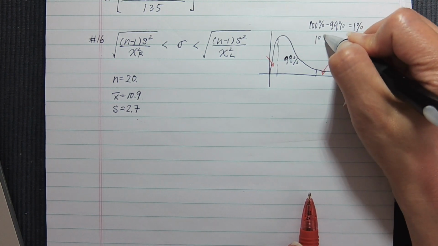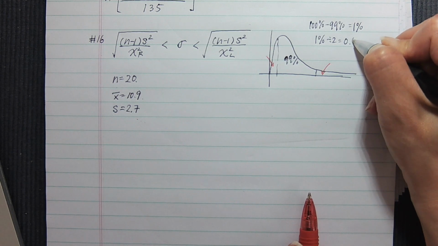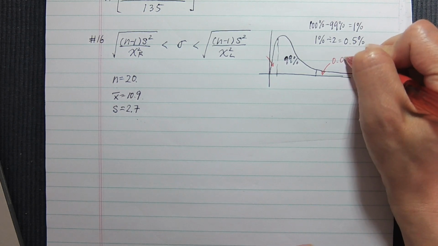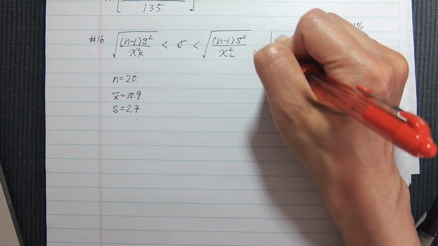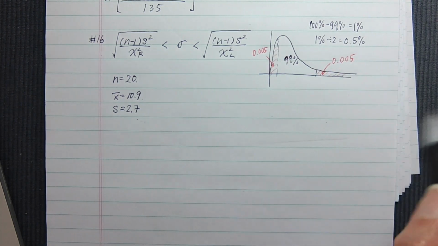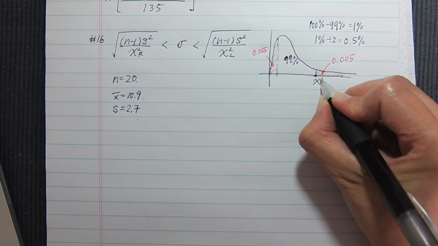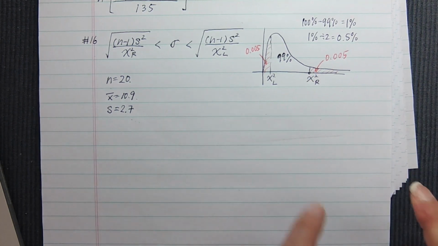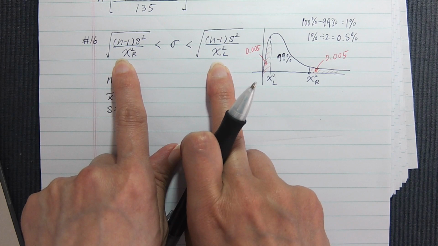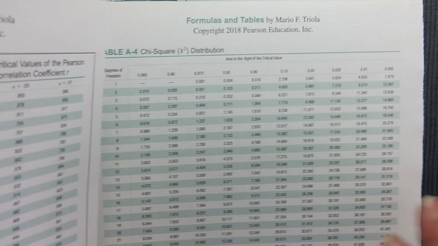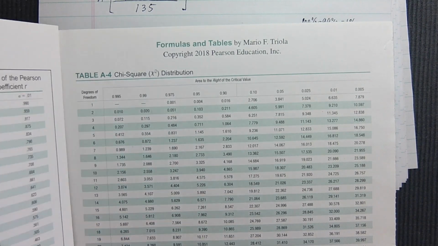Then I have to cut it in half, which is 0.5%, which means 0.005 on each side, right? 0.005, 0.005. This point we call chi square right, and this one chi square left. I need these two points so I can plug them in. Then pretty much we are done. But to find those numbers, you need a chi square chart. You have to have it, otherwise you don't get the answer.